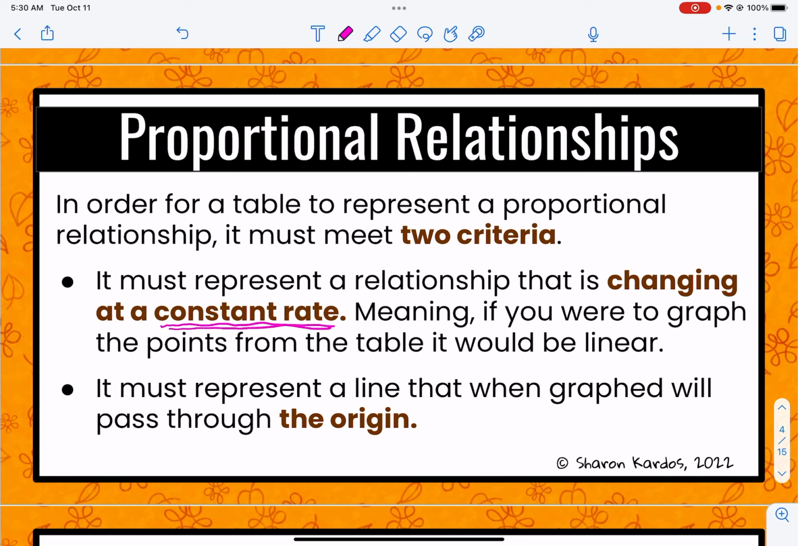If I say you're constantly talking in class, I mean you're doing it all the time. That behavior doesn't change. So we're looking for a rate that does not change. It stays the same. If we were to graph it, it's going to mean that we get a line that's linear. Okay, so we're going to get a straight line. And the second criteria is that it has to represent a line that when we graph it is also going to pass through the origin. And remember, the origin would be our point 0, 0 on a 4-quadrant graph.